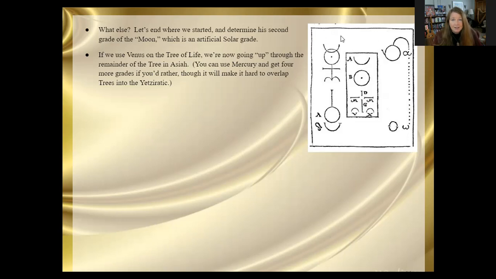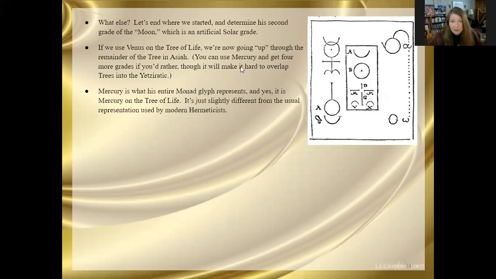On the other hand, if you do that and there's 4 grades, then it might correspond really well. In fact, it does correspond really well with some things about the riddle of the Sphinx said by Eliphas Levi, but Levi is 2 centuries after Dee. So I'm just going to leave that as kind of an open question, though I'll be treating it as Venus on the tree of life. Mercury is what the entire monad glyph represents.